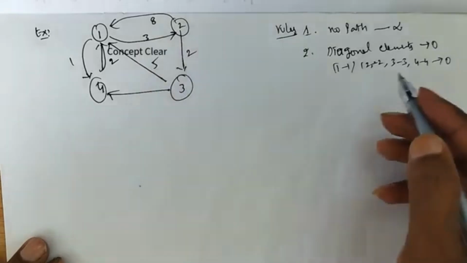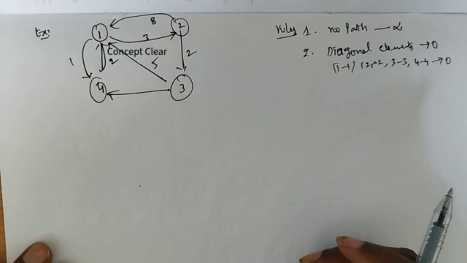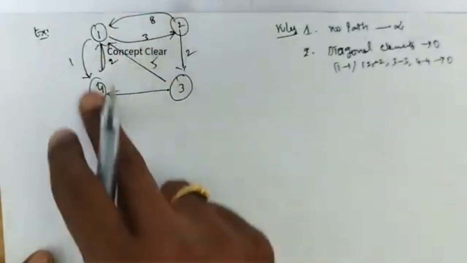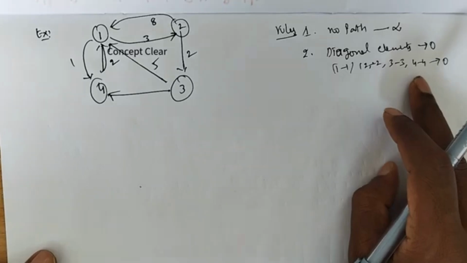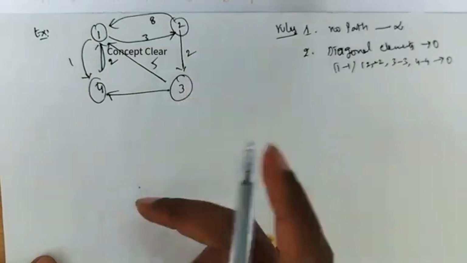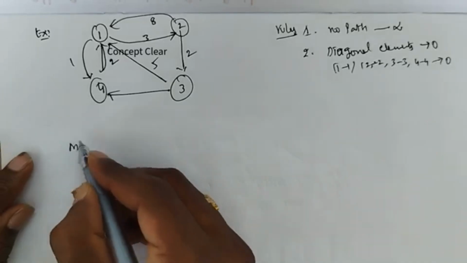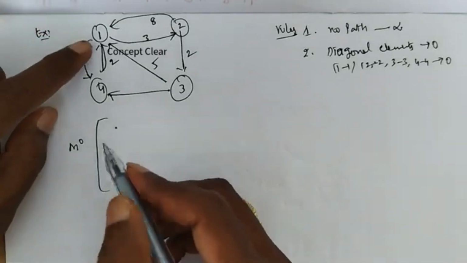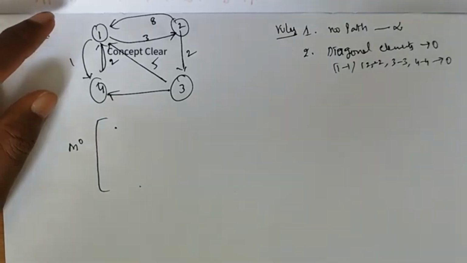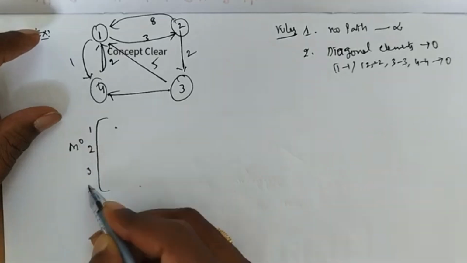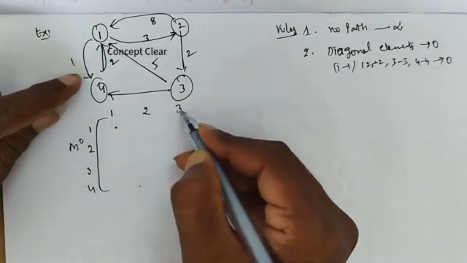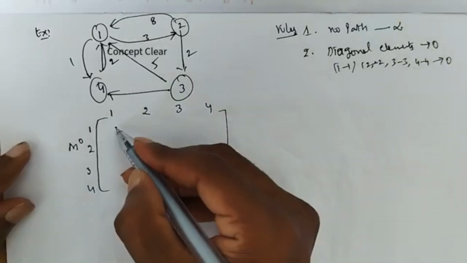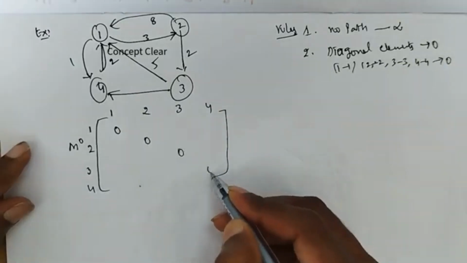According to these rules, we are designing a matrix from this graph. We are calling this one M0. Here I am taking the first element, M of 0, with rows and columns 1, 2, 3, 4. How to take it? First one, all diagonal vertices are 0. I am taking 0, 0, 0 and 0.